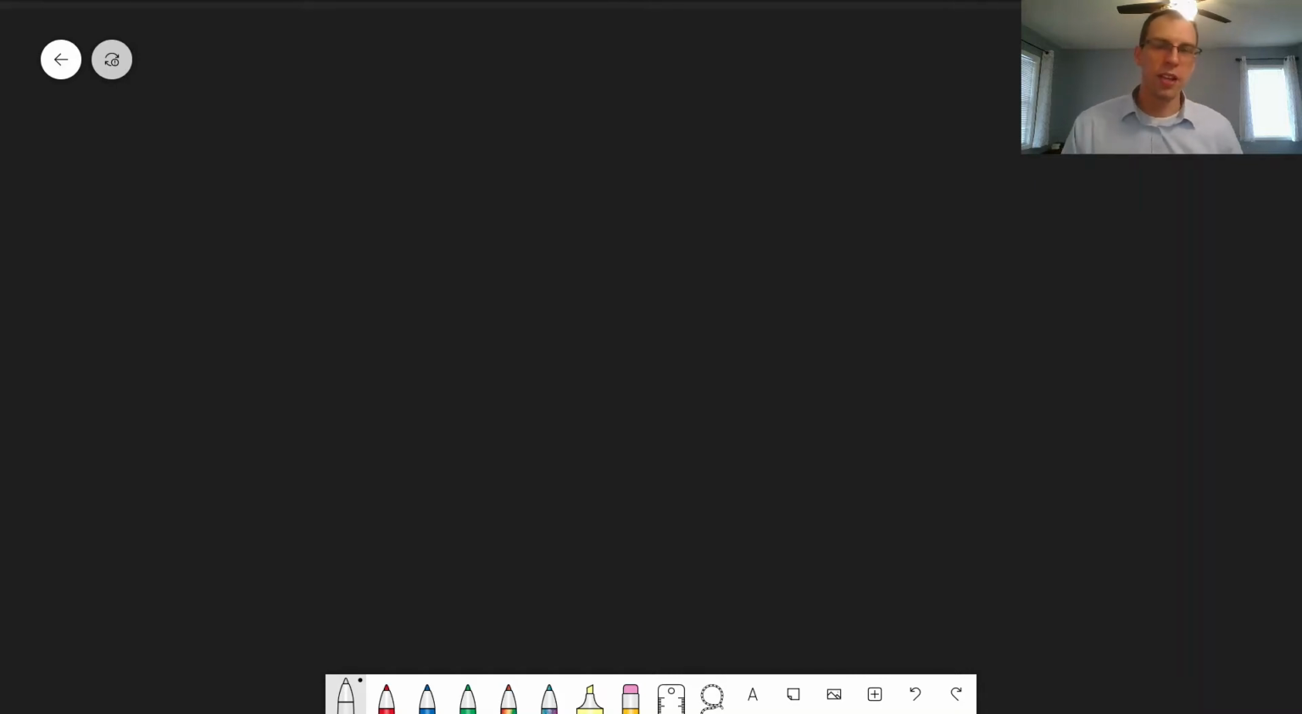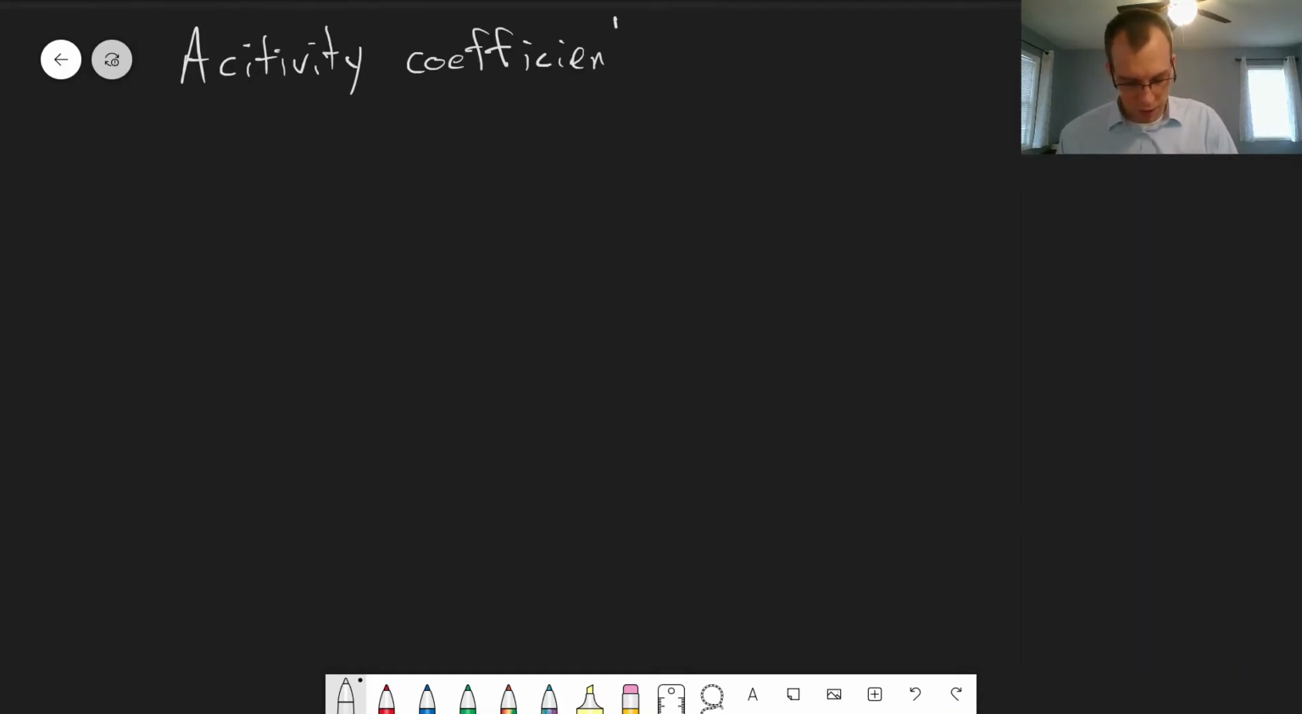So the ionic strength is going to affect the effective concentration of our ions in solution. How do we quantify that? How do we keep track of that mathematically? What we'd use is what's known as an activity coefficient. This is a coefficient that keeps track of how non-ideal our ion is behaving. And these activity coefficients are affected by ionic strength, but also by the ion itself.